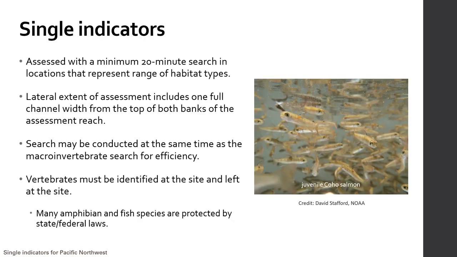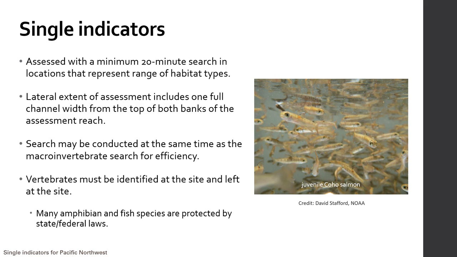For these indicators, users document the presence of one or more fish or aquatic life stages of certain amphibians and snakes. These indicators are assessed using a 20-minute search time in the range of habitat types where they are likely to be found, which includes the stream channel, banks, as well as one full channel width from the top of both banks of the assessment reach.